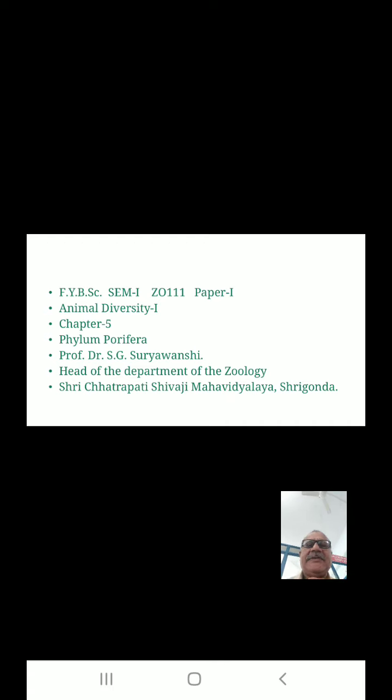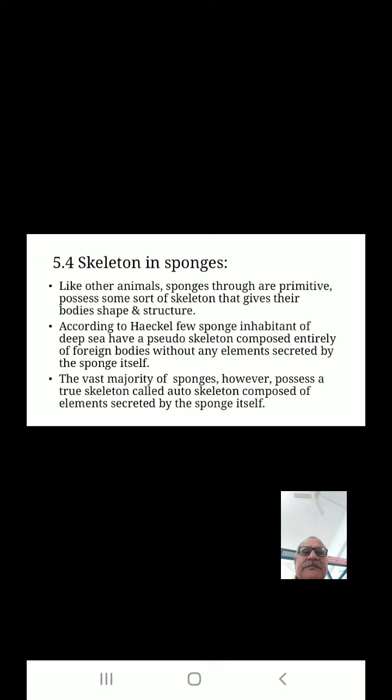We will continue chapter number 5, phylum Porifera, and the subpoint is the skeleton in sponges. Like other animals, sponges possess a skeleton that gives their bodies shape and structure.